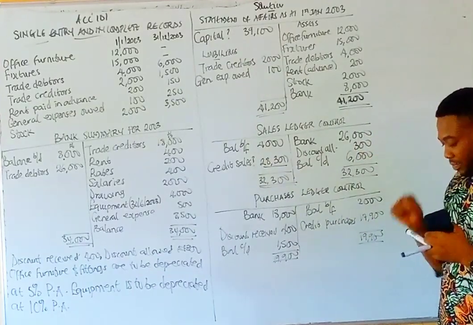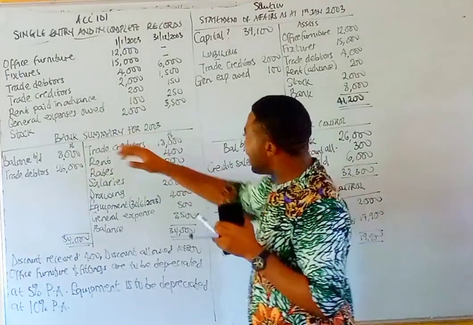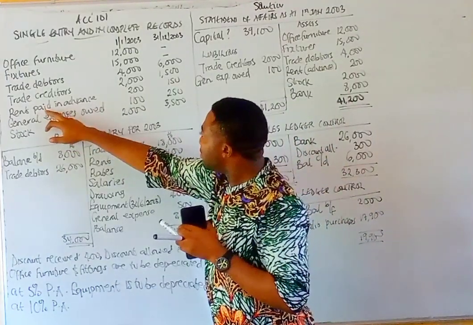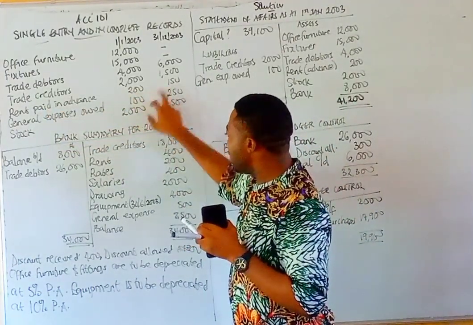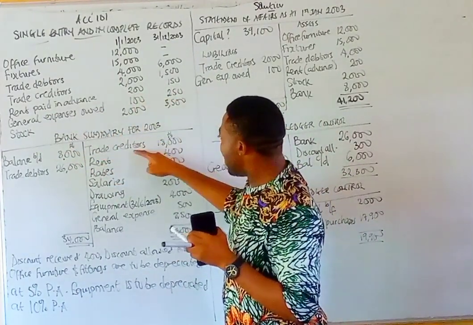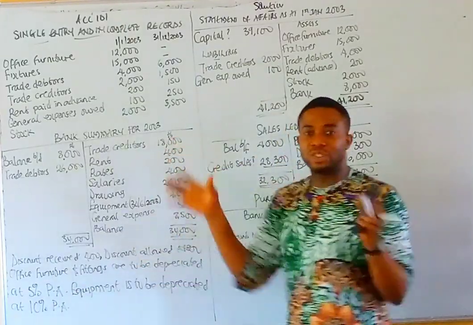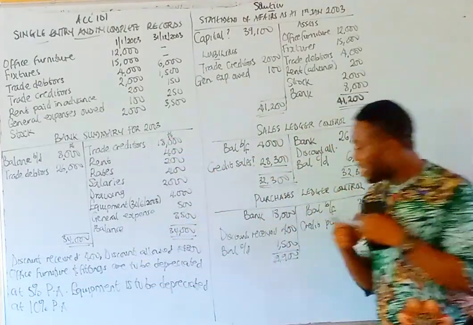What's the fourth one? Adjustments. Now what are the adjustments? Here they gave us rent paid in advance, and we also have rent here. General expenses owed, we have general expenses here. These are the adjustments we do. Now let's start with rent.